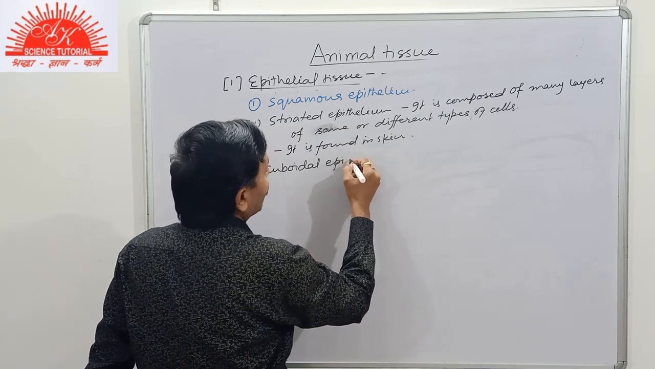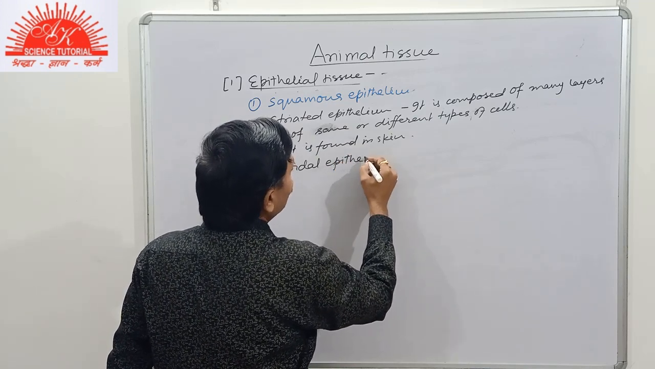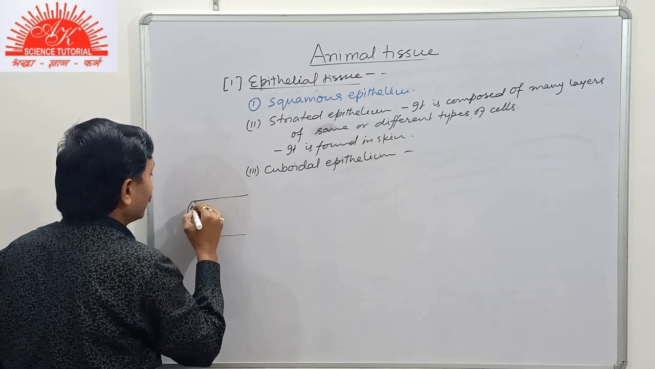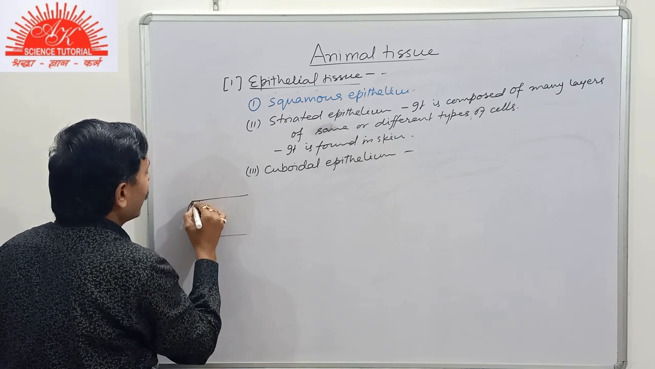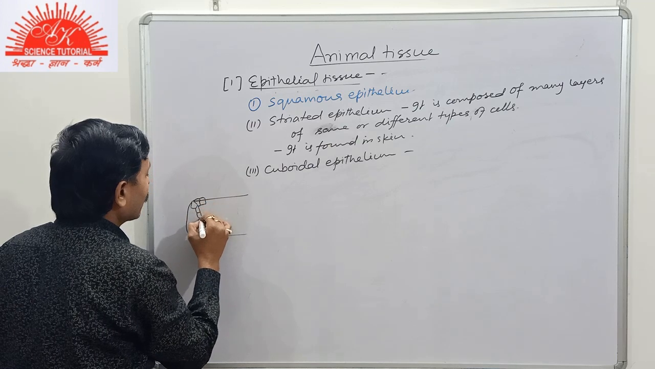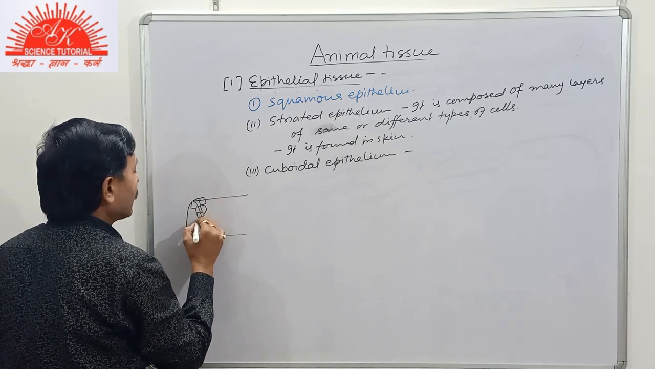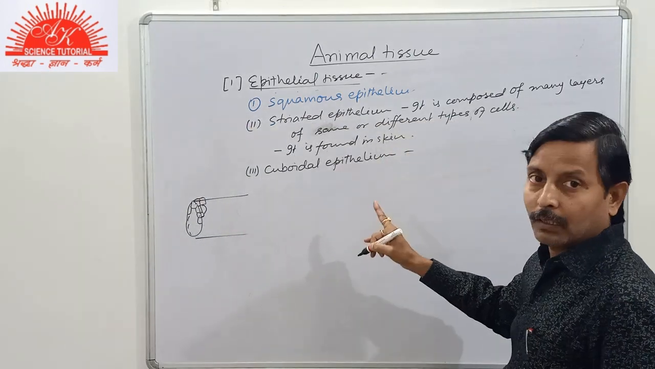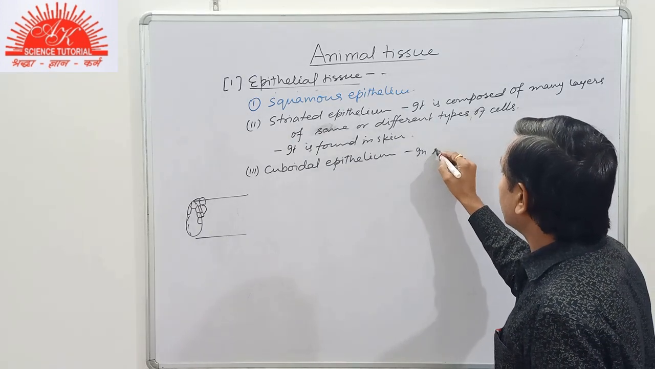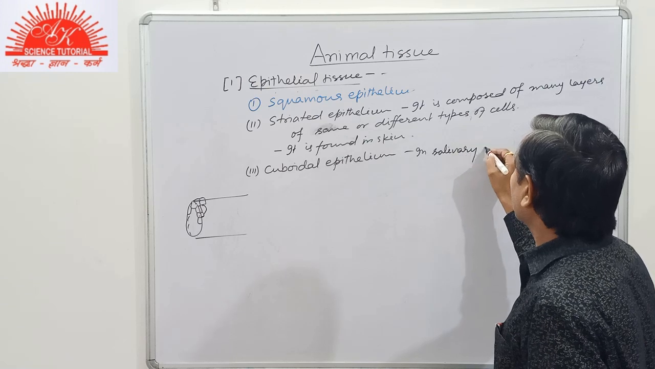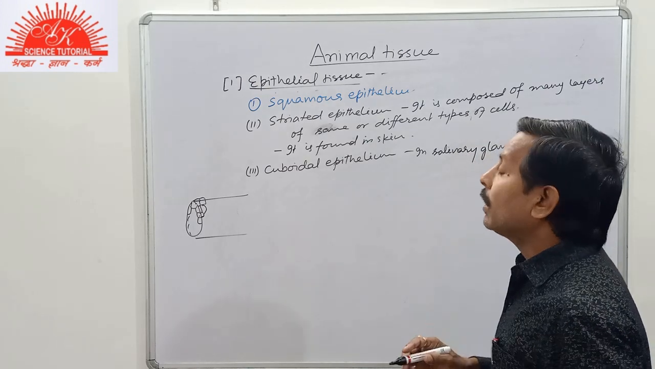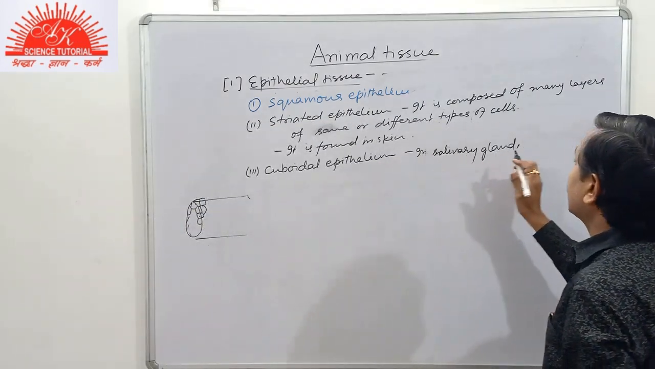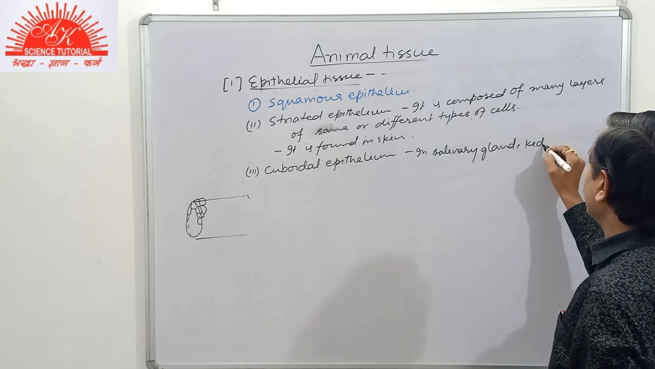cuboidal epithelium. As the name suggests, it will be cuboidal in shape. Like suppose in this structure you see, here is the cuboidal cell, cuboidal cells, and so on. So like in C, you see that it is cuboidal in shape. So it will be found in, suppose, salivary gland. In salivary gland, it will form the glandular structure. Cuboidal epithelium is found in salivary gland and kidney tubules.